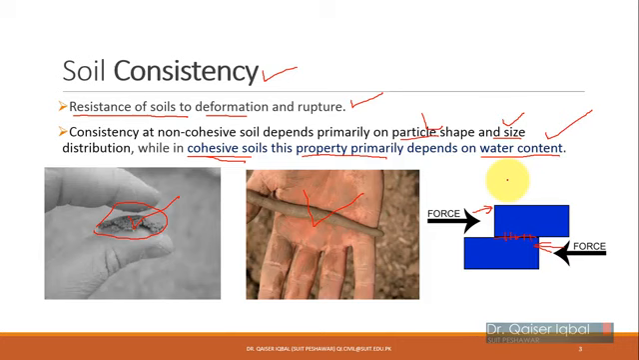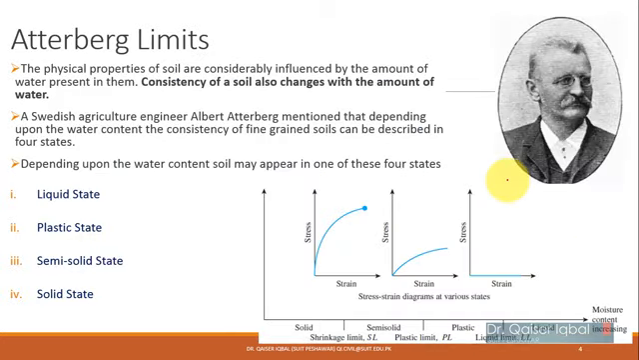So who was the one to discover this? A Swedish agriculture engineer named Albert Atterberg. Sir Albert Atterberg basically discovered that the physical properties of soil are considerably influenced by the amount of water present in them, and the consistency of the soil also changes with the amount of water.